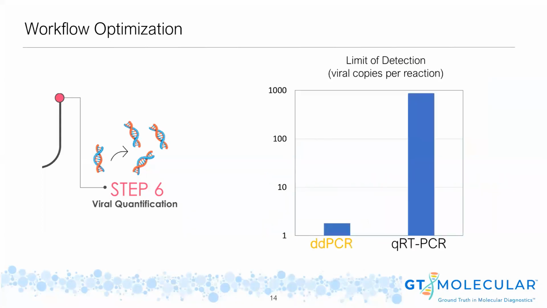But most importantly, the digital PCR technology is significantly more sensitive, with limits of detection of just a few molecules per reaction, compared to RT-PCR, which requires upwards of 1,000 molecules per reaction for detection. This attribute alone allows digital PCR to detect COVID at lower levels than standard techniques.